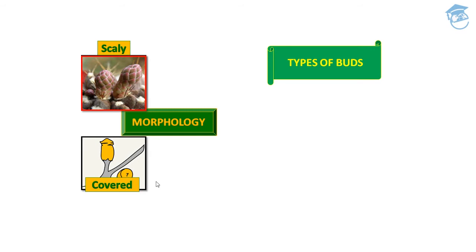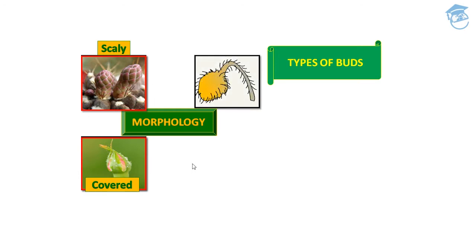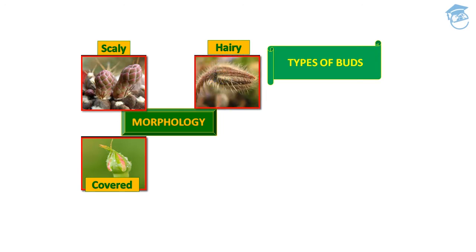They could be covered, that means the bud could be covered, so they are called covered buds, as you can see in a rosebud. And this is a hairy bud, because it has a numerous number of hairs.